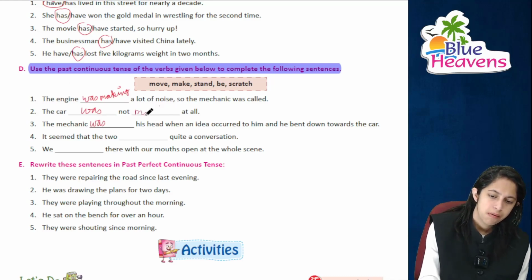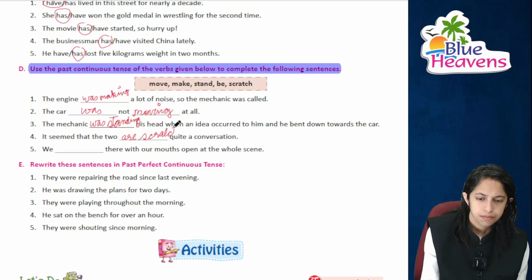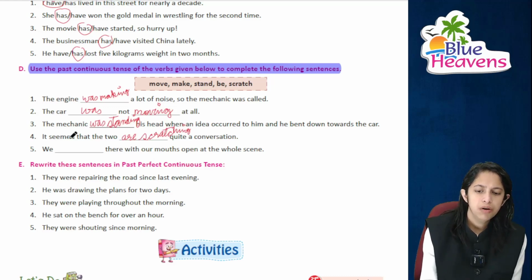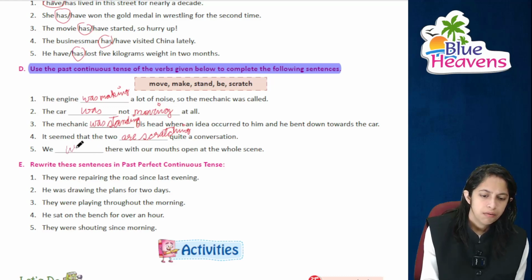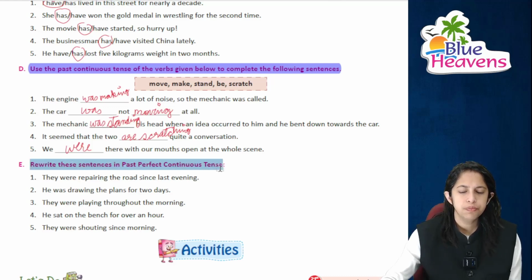Move आएगा यहाँ पे. The mechanic was scratching his head when an idea occurred. And it seems that the two are having quite a conversation. Means बात को बढ़ा रहे हैं, right? We dash there our mouths open. We were there, right?